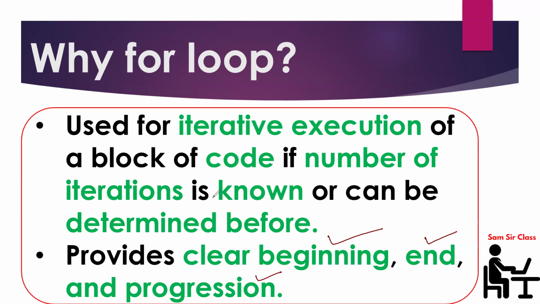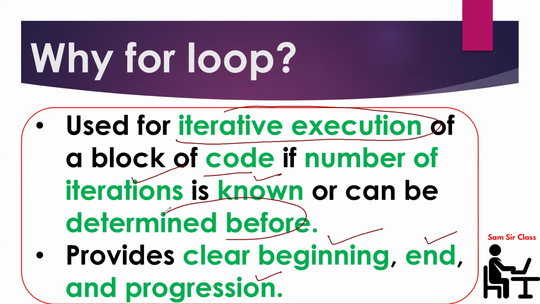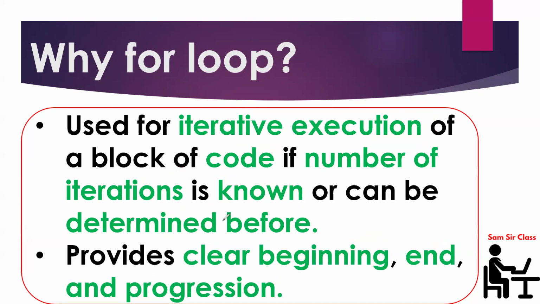All these three things are also available in while and do while loop, but you have to understand it step by step and search for where the code is present. But the for loop is used for iterative execution of a particular block of code where the number of iterations is known or can be determined beforehand. And this is popular because it provides a clear beginning, a clear end, and the progression. So how it is done, let us see the syntax and then we will discuss the example.